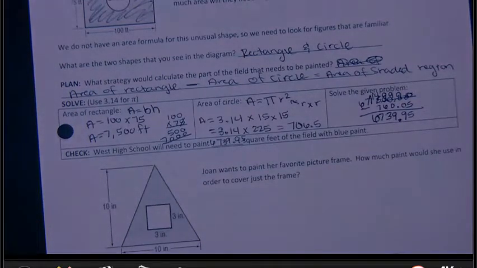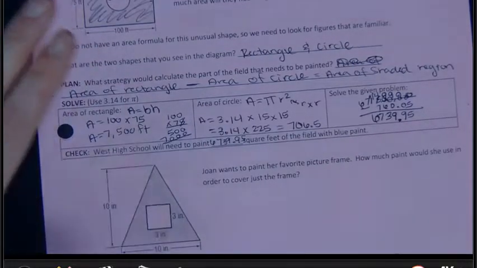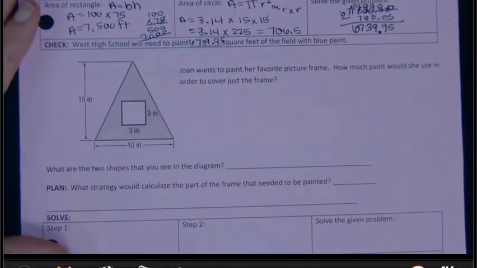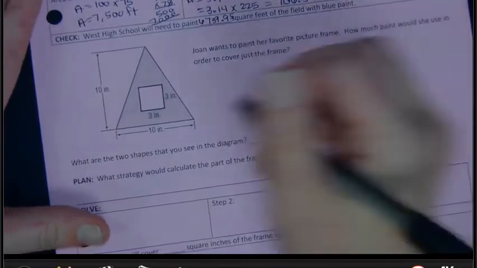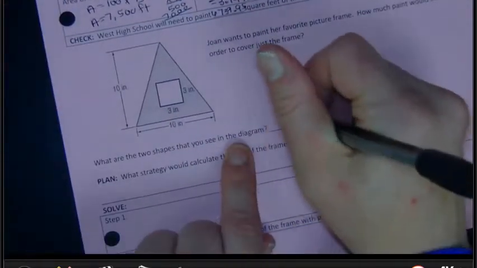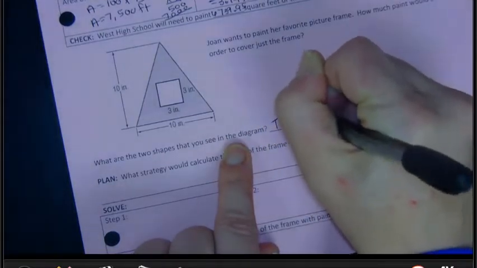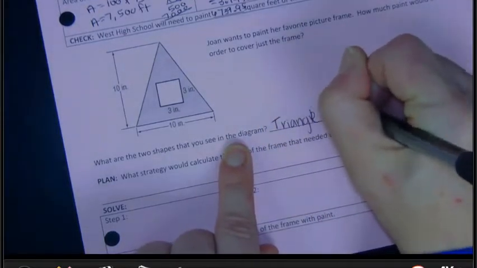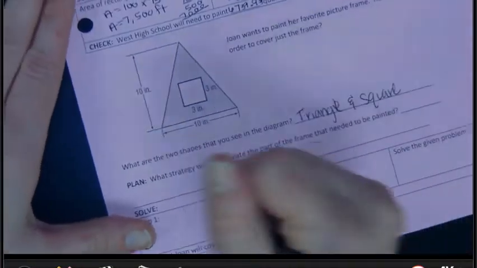All right, let's look at the next one. So Joan wants to paint her favorite picture frame. How much paint would she use in order to cover just the frame itself? It looks like we have a triangular wall and a square. So what are the two shapes I see? Well, the first one I see is a triangle and a square. What's my strategy here?